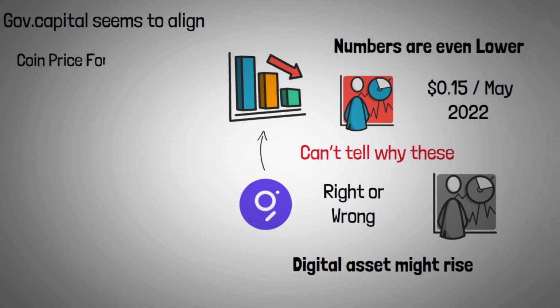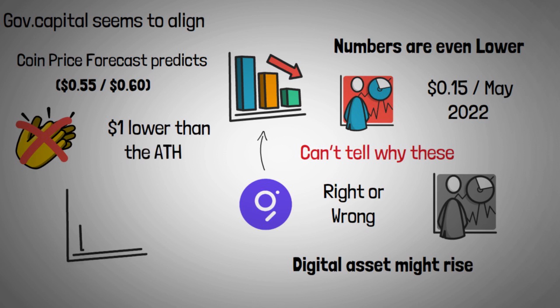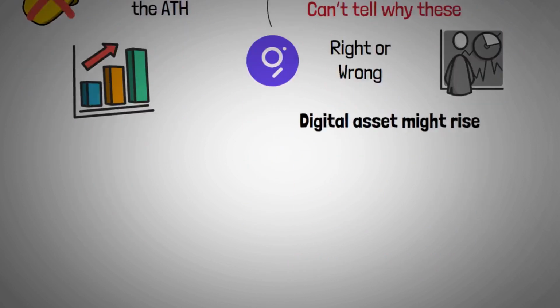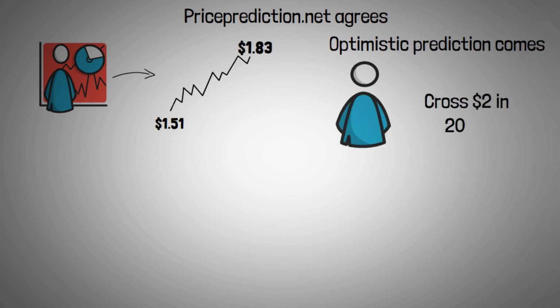For example, Coin Price Forecast predicts that GRT might trade at around 55 cents in mid-2022, then at close to 60 cents. This is not exactly encouraging, keeping in mind that it is still more than $1 lower than the ATH. However, it is a good indication that the token might record positive growth in 2022. PricePrediction.net agrees with this, as it predicts that GRT will end 2022 at an average price of $1.51 or as high as $1.83. Our most optimistic prediction comes from Long Forecast, which happens to be the only site that believes GRT will cross $2 in 2022.